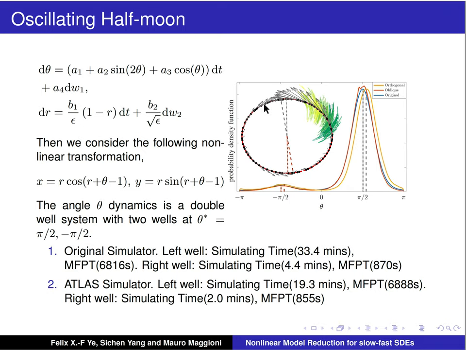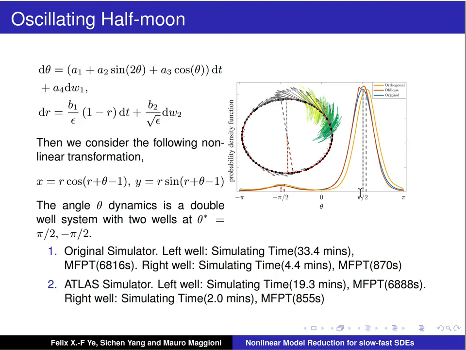The well will be here instead of pi over 2, and the well will be here instead of minus pi over 2. So that's why if you run the Atlas simulator with our non-orthogonal projection, it will bring back the true well. If you look at this red line of non-orthogonal projection, you will find the peak is exactly on the pi over 2. So it matches the original simulator.